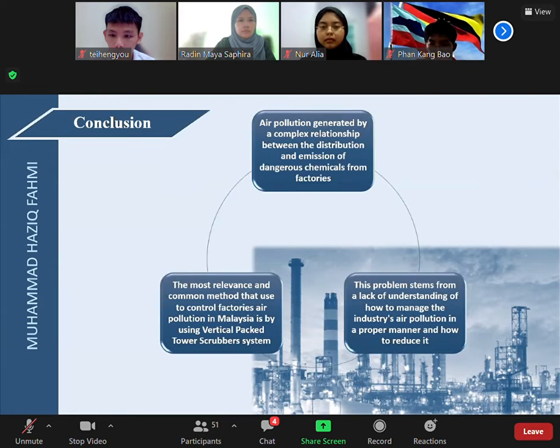In conclusion, air pollution is generated by a complex relationship between the distribution and emission of dangerous chemicals from factories. This problem stems from a lack of understanding of how to manage industry air pollution in a proper manner and how to reduce it. The most relevant and common method used to control factory air pollution in Malaysia is the vertical packed tower scrubber system. That's all from our group. Thank you.